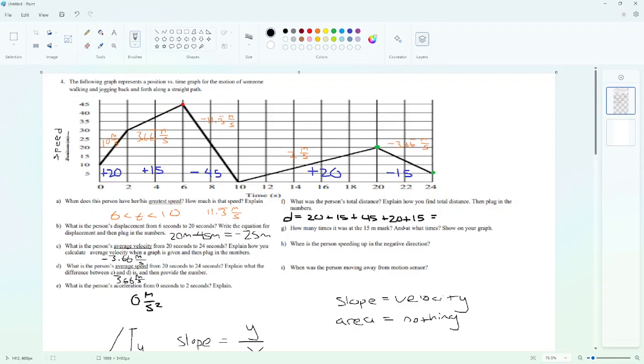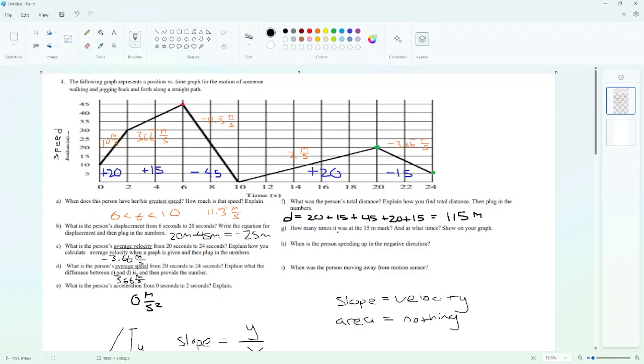40, 85, 90, 100. Take the square root. Raise it to about 54. And we get 115. We get 115. I'm not sure if that's correct actually. 20 plus 15 plus 45 plus 20 plus 15. Yeah, that was correct. Okay, so we get 115 meters. That's how you calculate total distance.